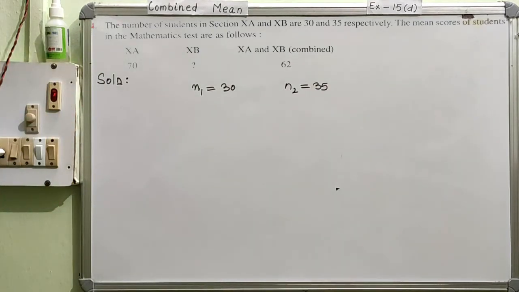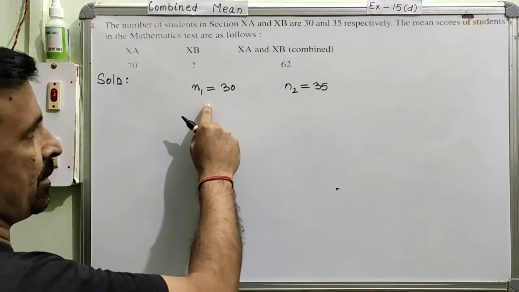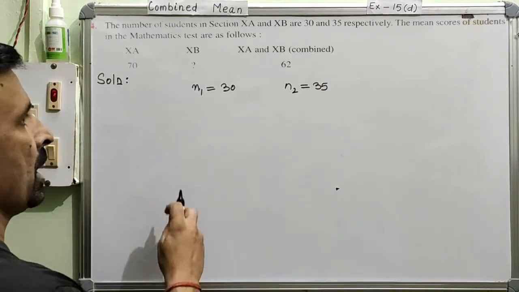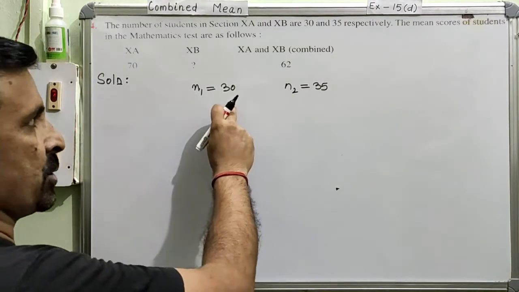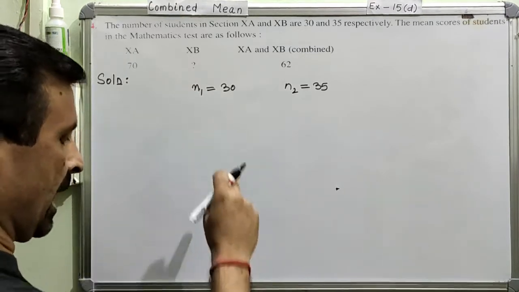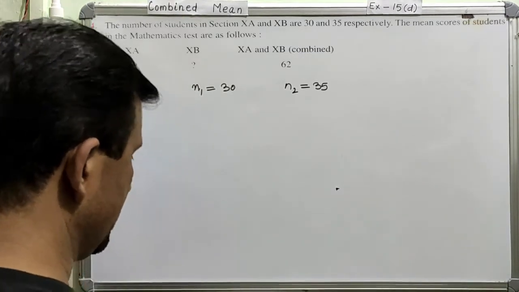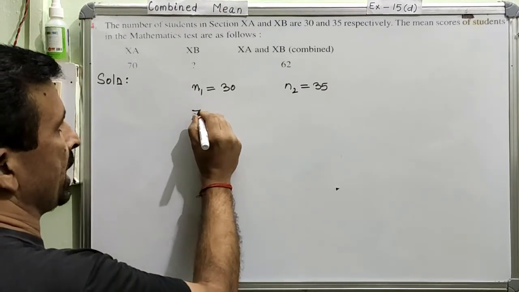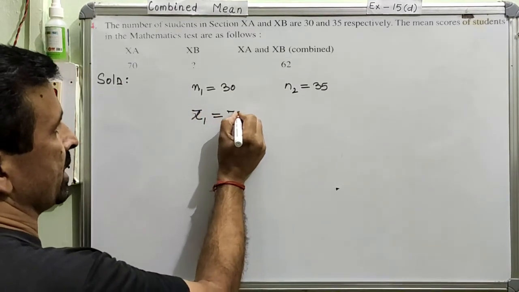The number of students in section 10A and 10B are 30 and 35 respectively. The mean scores of the students in the mathematics test are as follows. Right? So remember here that this is the information about 10A and this is the information about 10B. Clear? So the number of students in 10A is 30, and then the mean of this 10A is given as 70. That is, the X1 mean is given as equal to 70.